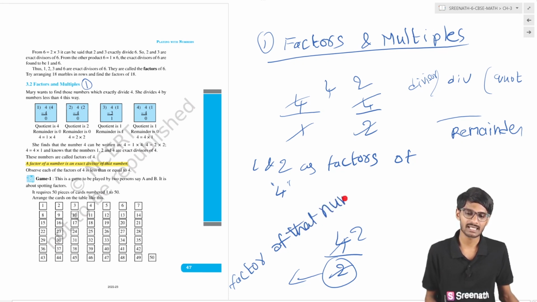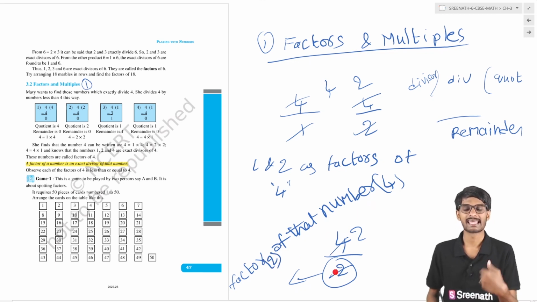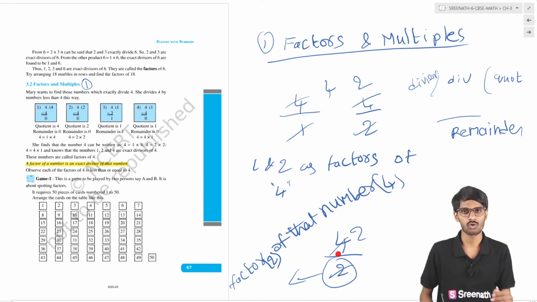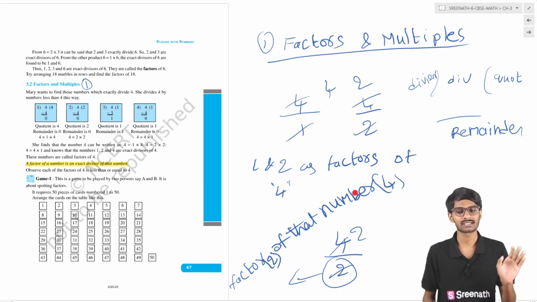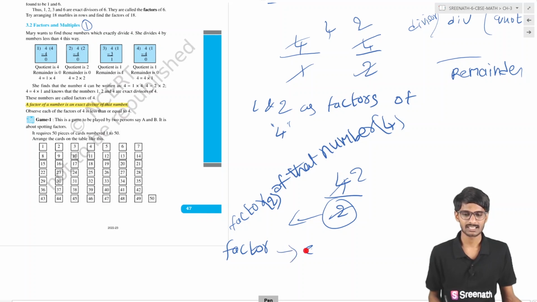So here what is the number? The number is 4, and what is the factor? 2 is a factor of 4. Why? Because it exactly divides the 4. So finally, a factor is nothing but an exact divisor.